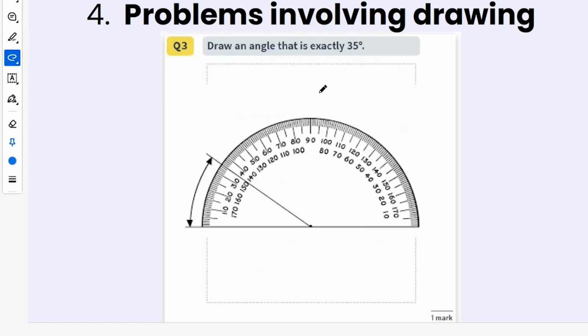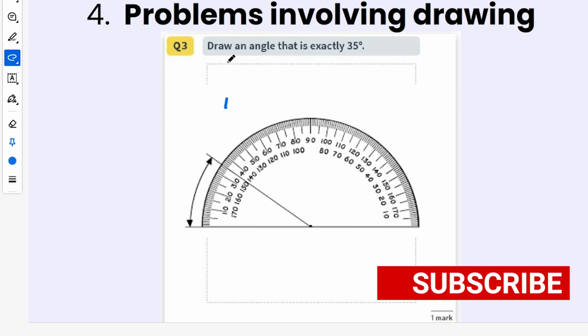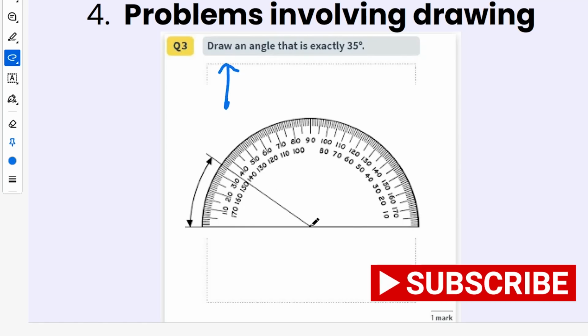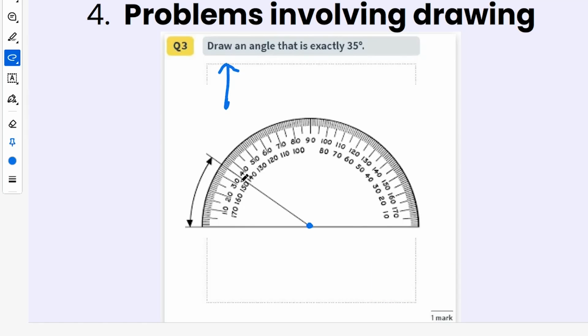Here's another one, which involves measuring angles. Draw an angle at exactly 35 degrees. Now, it's giving us a space to do it. And I've just put here a protractor, because they will get a protractor in the test. And it's for this kind of question that they would need to use it. Now, putting your protractor here in the middle, and then finding your angle, counting around 10, 20, 30, and then there is 35. So I would draw this angle here.